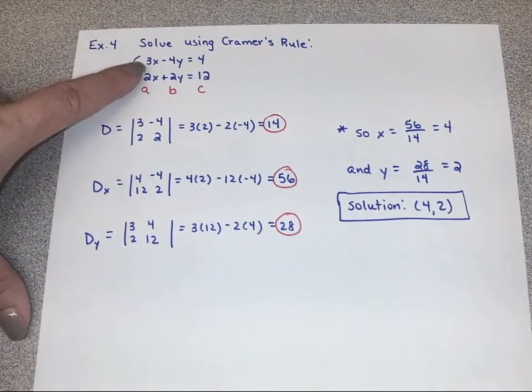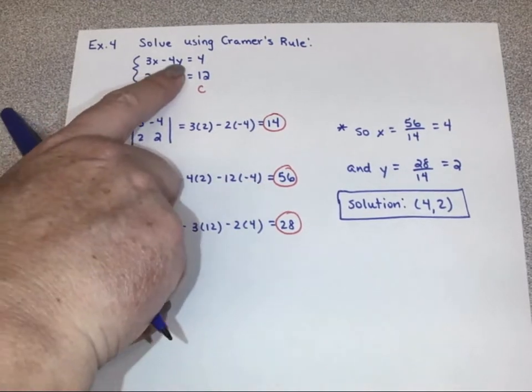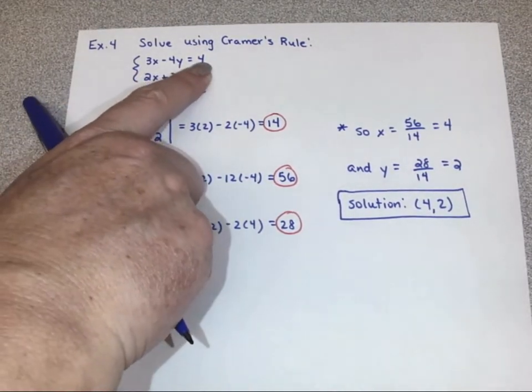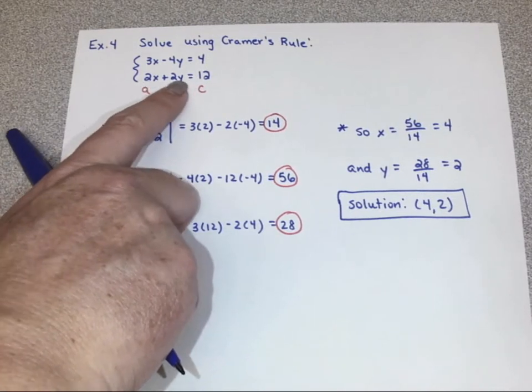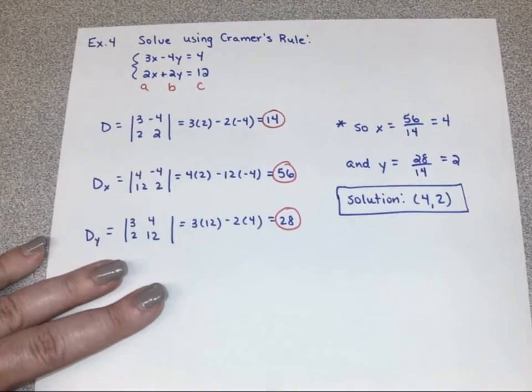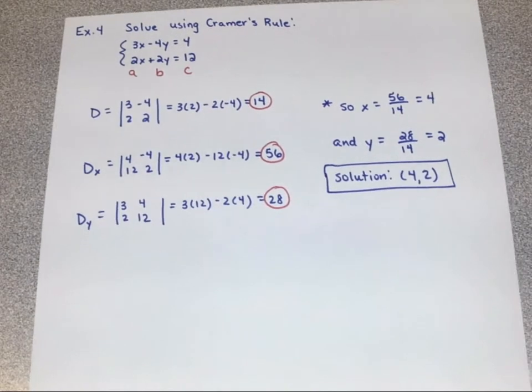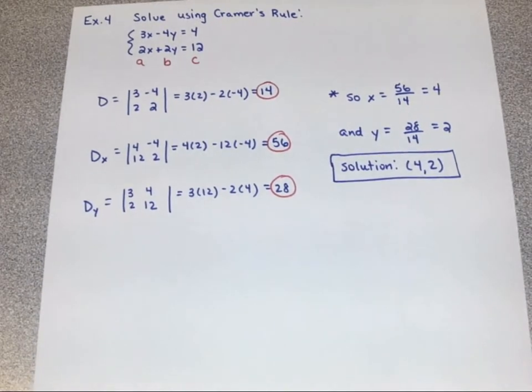So just real quickly, we can check this, right? 4 and a 2 would give us 12 minus 8, which is 4, so that's good. A 4 and a 2 here would give us 8 plus 4, which is 12, so that works too. So you can either check it mentally or check it on your calculator, but I do want you to check it.